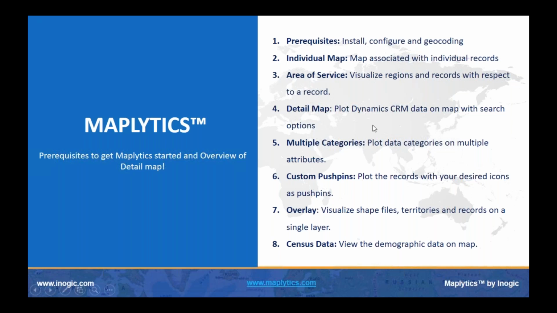We also have the detail map, so we'll go through the plot search criteria that the detail map provides. We also have the option of categorizing your records, so we'll see the multiple categories feature that will help you categorize your records on the map. Further, we have the option of uploading your custom push pins, so you can represent your records with those push pins.